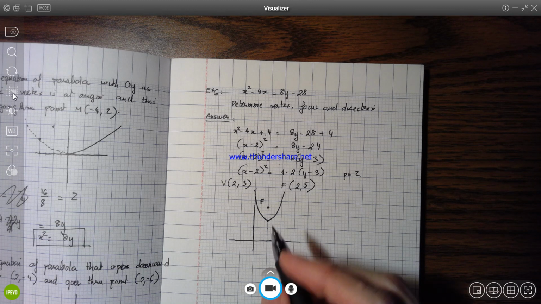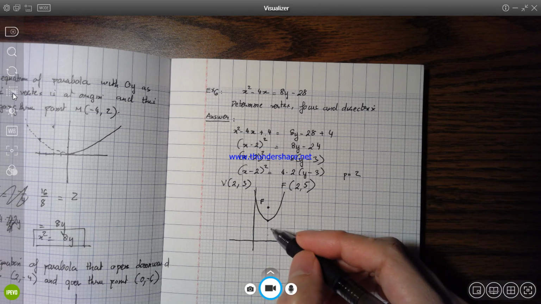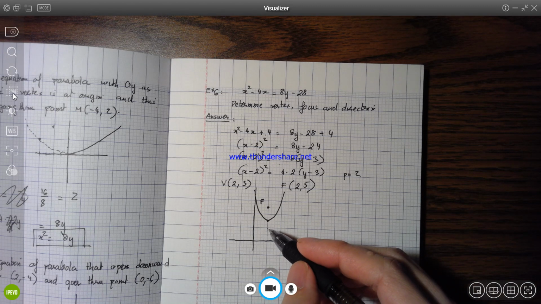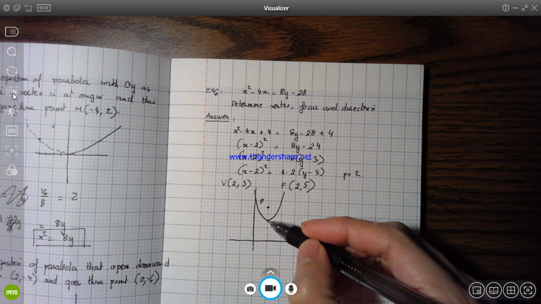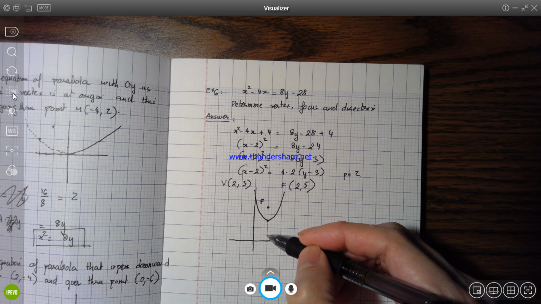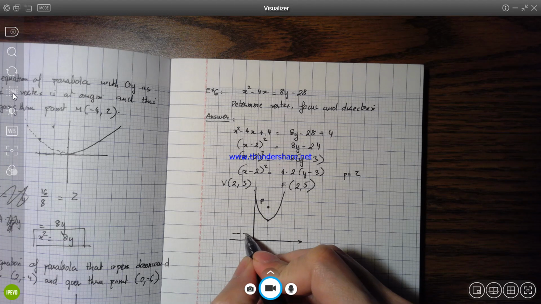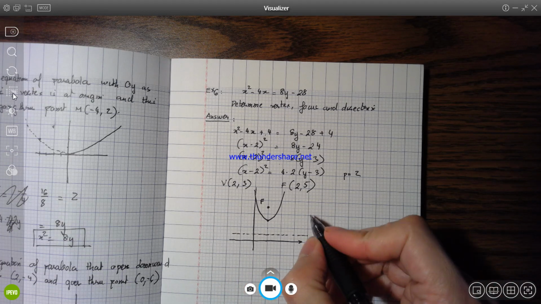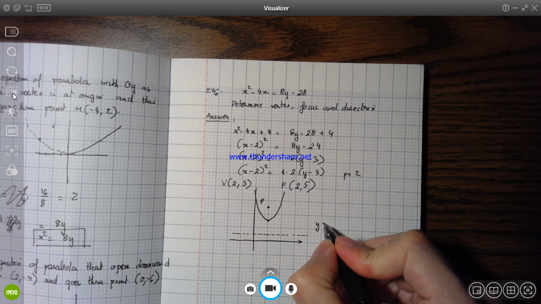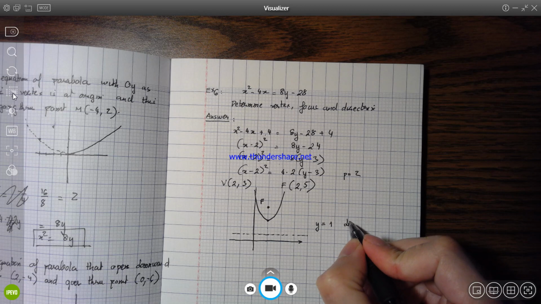The focus will be 2, 5. So be careful. And the directrix will be down over here, because the distance between the vertex and the focus is the same as the distance between the vertex and the directrix. So the directrix is right here. It means that the directrix has equation y equals 1. There we go, the directrix.